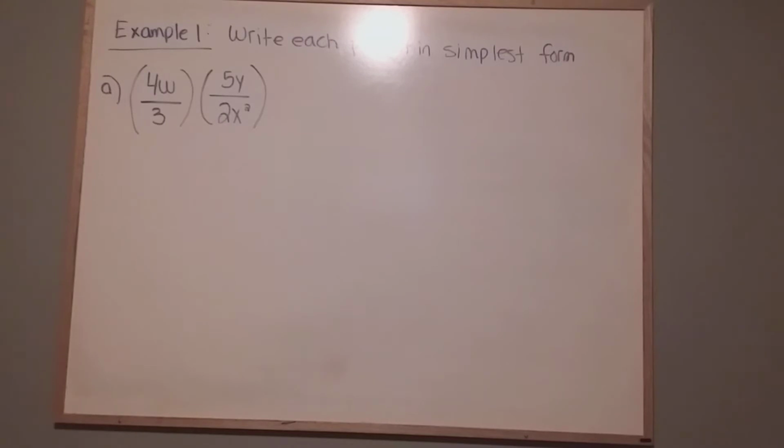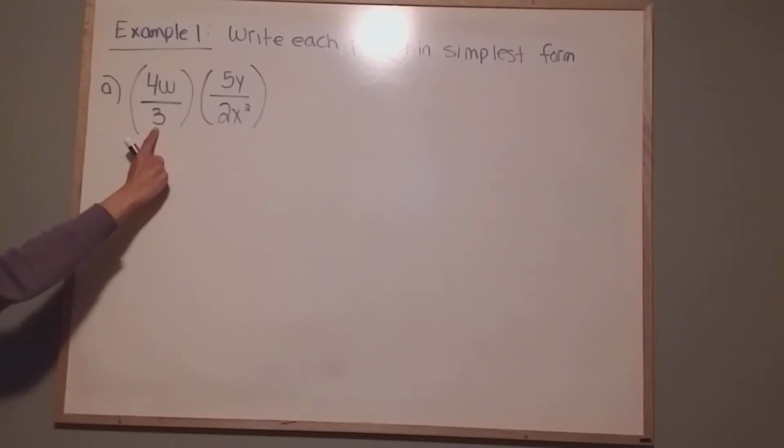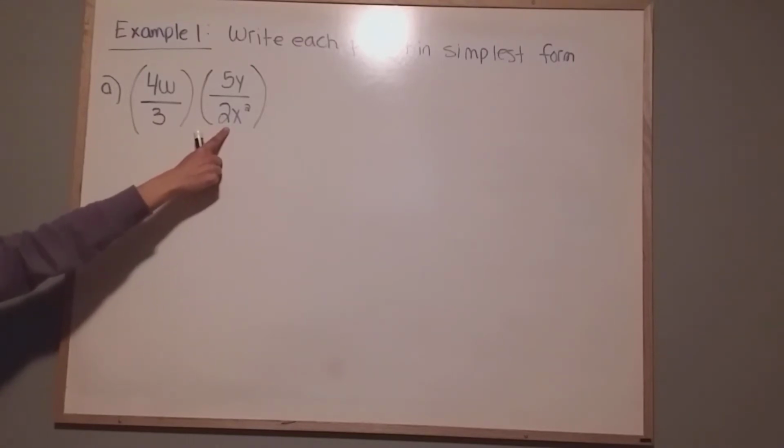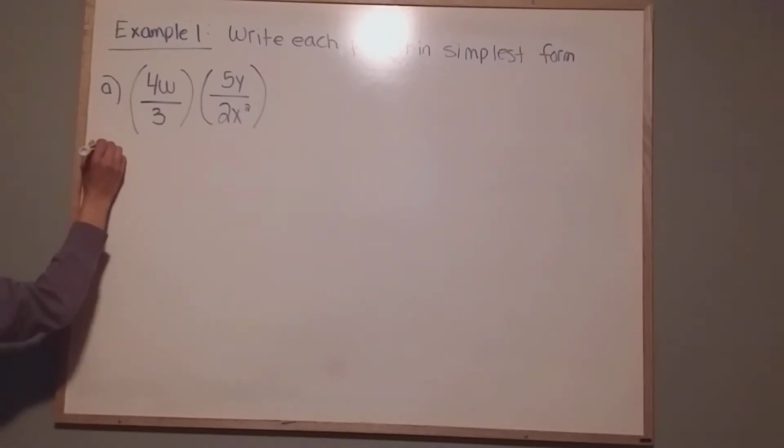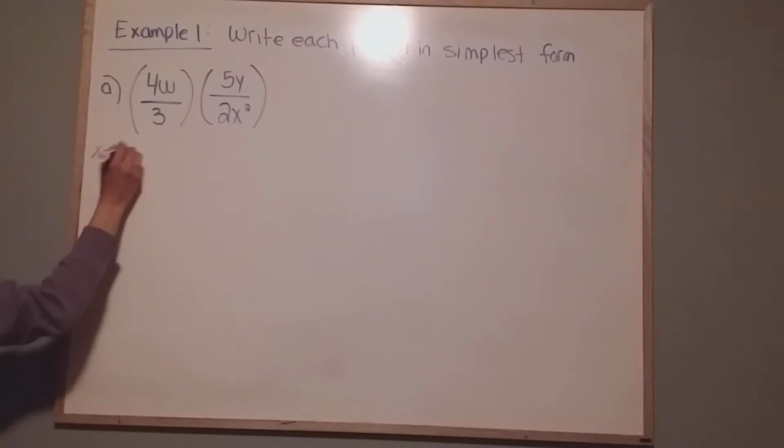Second step is to state my restriction, and the restriction is only on the denominator. If I look at my first denominator, it's a 3. There's no variable, therefore there is no restriction. My second denominator, it has an x squared. This is a monomial. Anytime you have a monomial, that means your restriction is going to be x cannot equal 0.